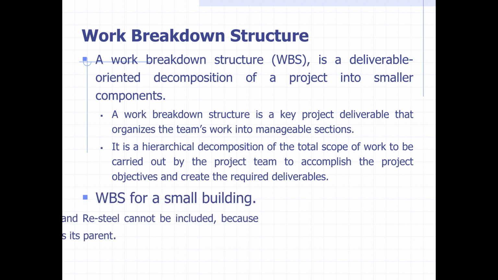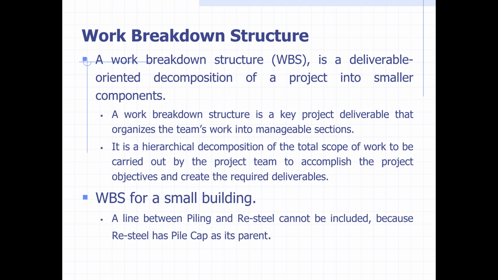So for a small building project WBS, when we go to the next slide, you will see that a line between piling and re-steel cannot be included, because re-steel has a pile cap as its parent. Okay. So re-steel has a pile cap as its parent, because the re-steel belongs to the pile cap, and it does not belong to the piling. Okay, so that's why we cannot connect it with the piling work. So let's see in the next diagram.